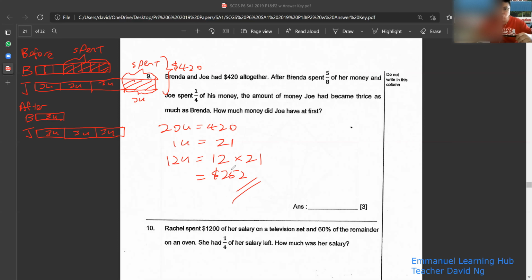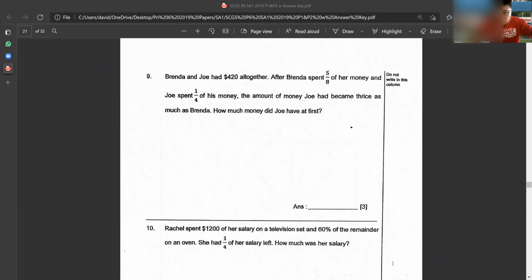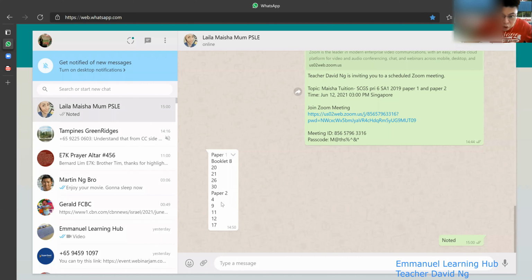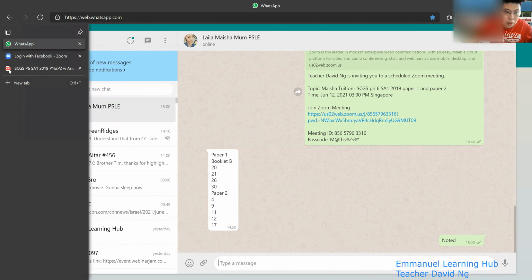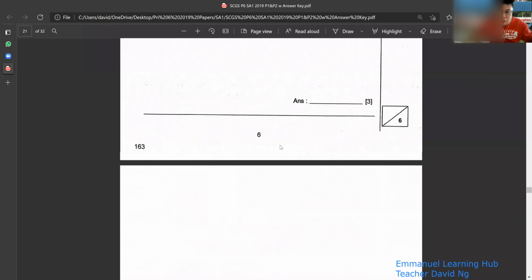Any question with regards to question 9? I hope you got no question. If no question, I move on to the next one. Very good. Okay, so I'm going to erase this. Then I move on to the next question. The next question is question 11. Question 11 is here.